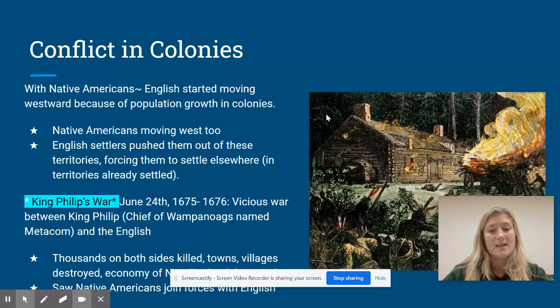We also saw that Native Americans chose to join forces with the English, sometimes. Not all the time, but we do see in some occurrences that Native American groups chose to fight with the English as opposed to fighting with the Native American groups. Something that needs to be taken into consideration is that there was a lot of language diversity within Native American groups. So the message of why they were fighting the English could have been lost sometimes. So that language barrier is something that needs to be taken into consideration.